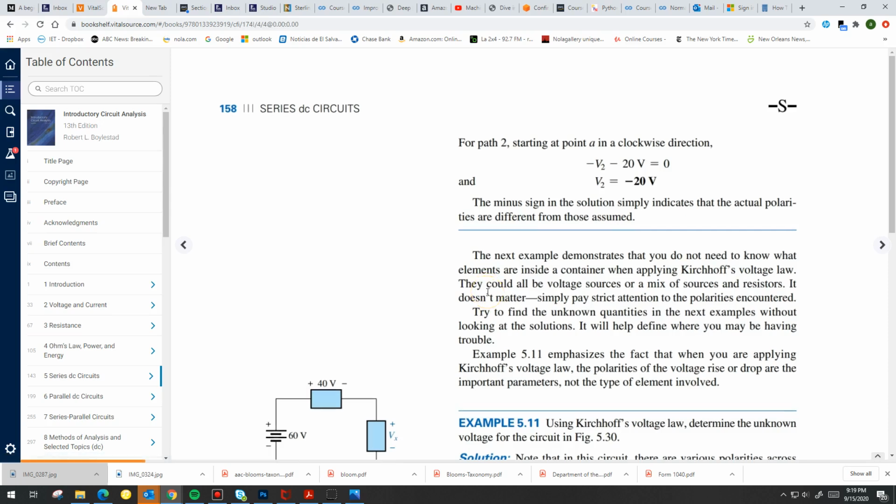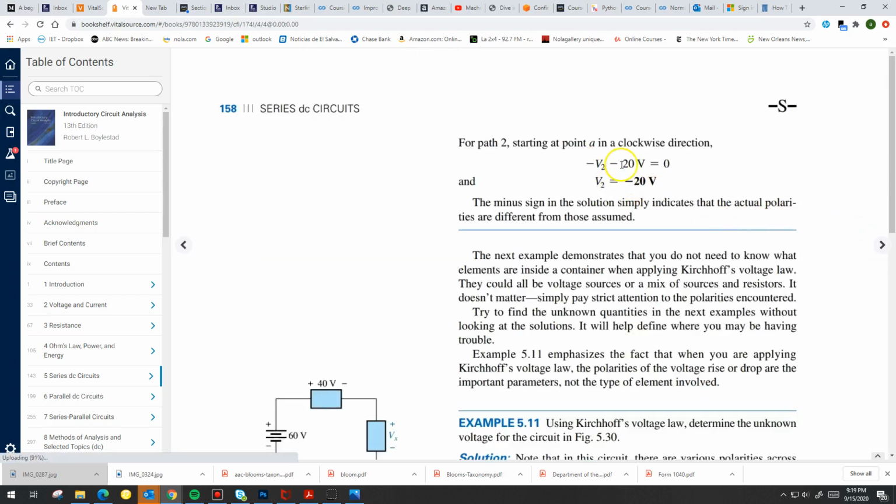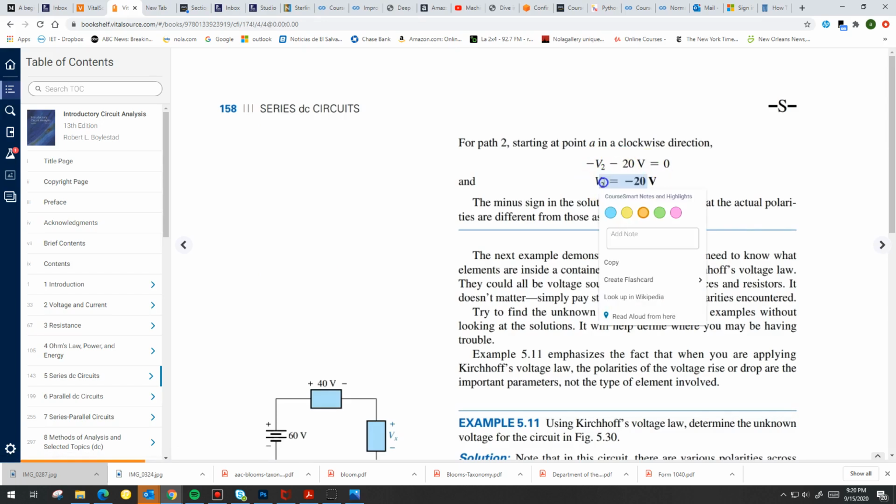Now, for the second path, if we start at point A again in a clockwise direction, I'm going to go A, there's nothing here, so I have a drop of V2 and another drop of 20 volts back to A. See? This way, in the clockwise direction. A, nothing, drop of V2, a drop of 20, back to A. And then obviously, 2 drops: drop of V2, drop of 20. If I solve for V2, the result is minus 20 volts.